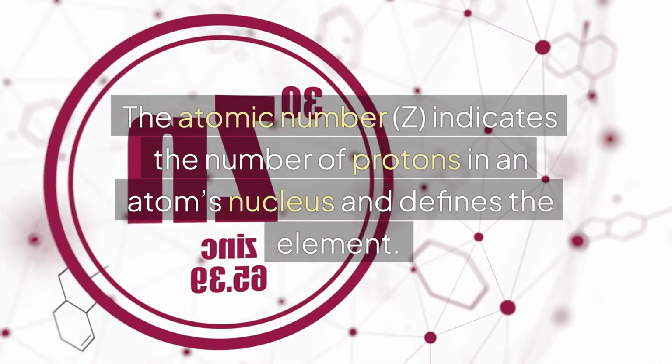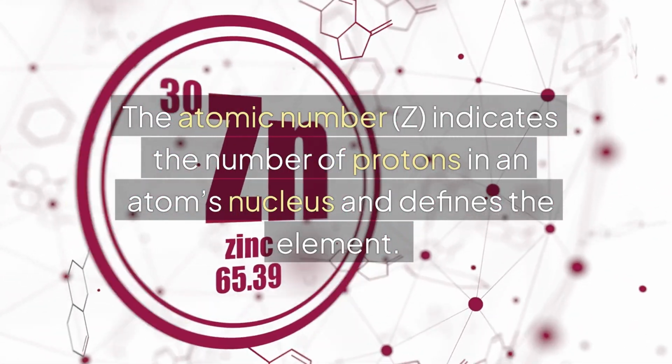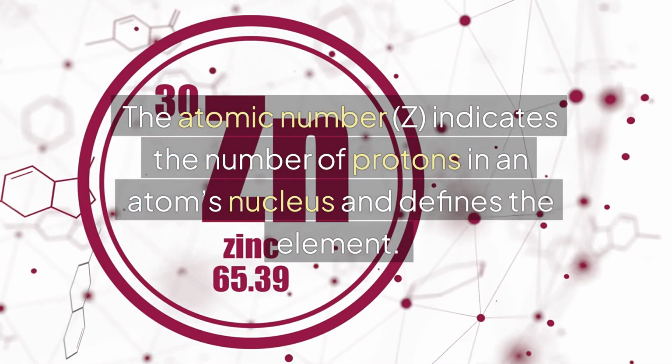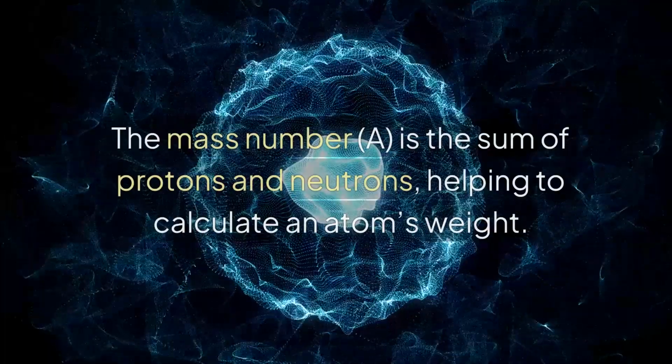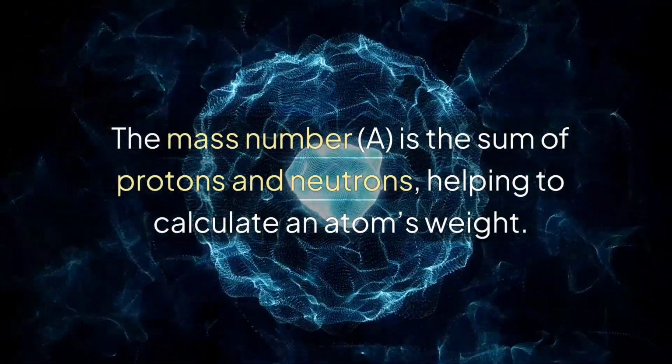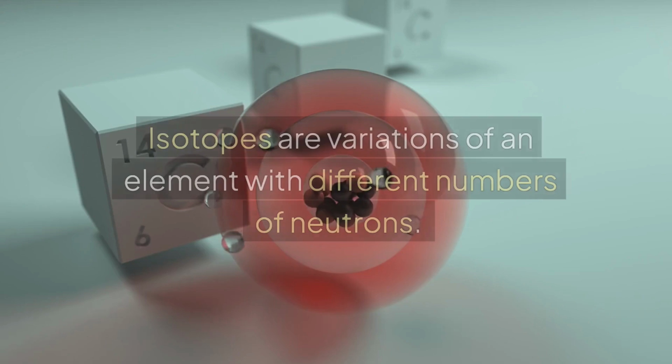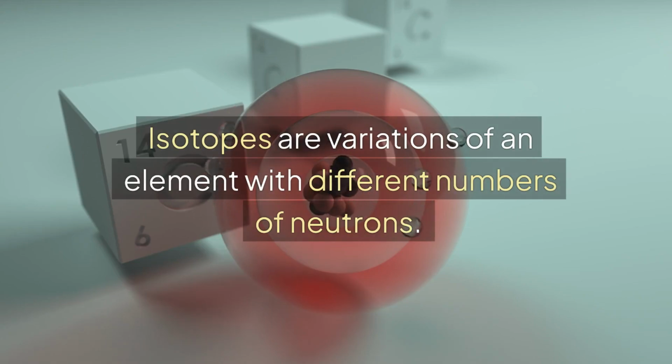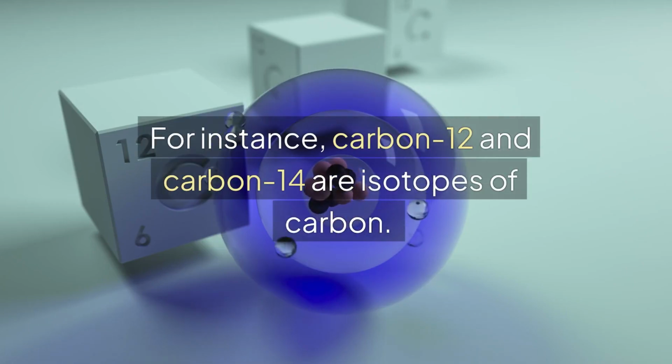The atomic number Z indicates the number of protons in an atom's nucleus and defines the element. The mass number, A, is the sum of protons and neutrons, helping to calculate an atom's weight. Isotopes are variations of an element with different numbers of neutrons. For instance, carbon-12 and carbon-14 are isotopes of carbon.